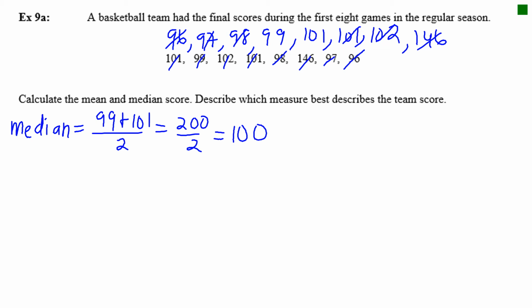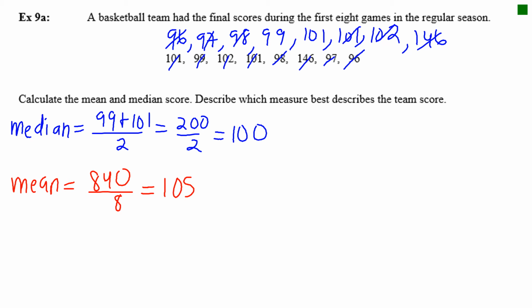Now the mean says to add them all up. So basically, we're going to add them all up. Take your calculator, add them up. Your mean is going to be, once you add them all up, you're going to get 840. And you divide it by how many numbers there are. There are 8 numbers. So you're going to get a final answer of 105.